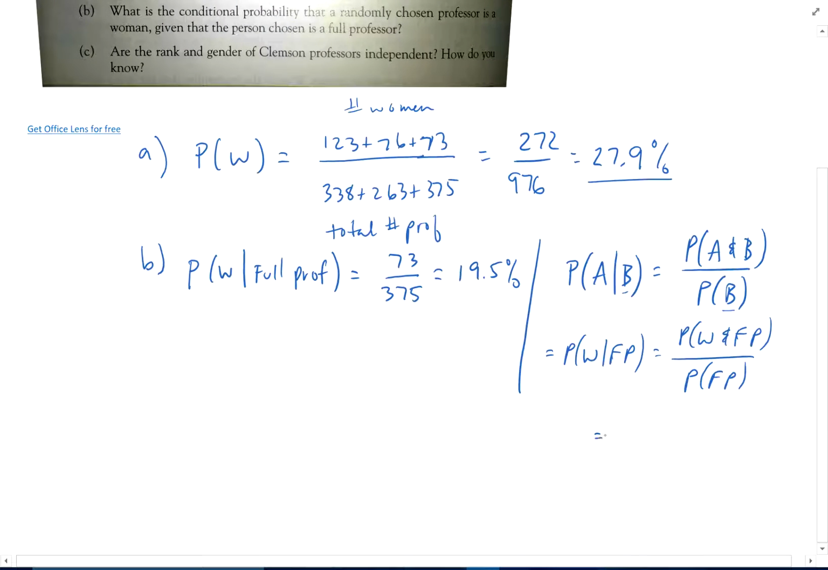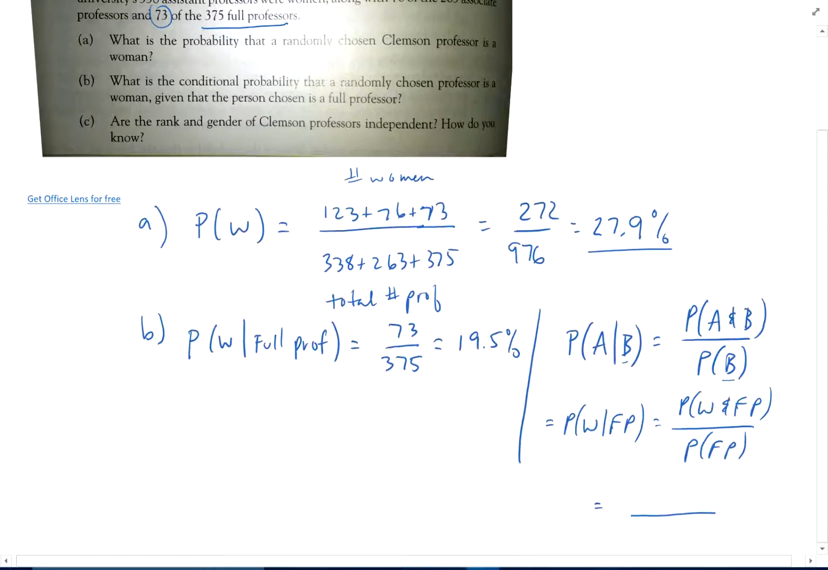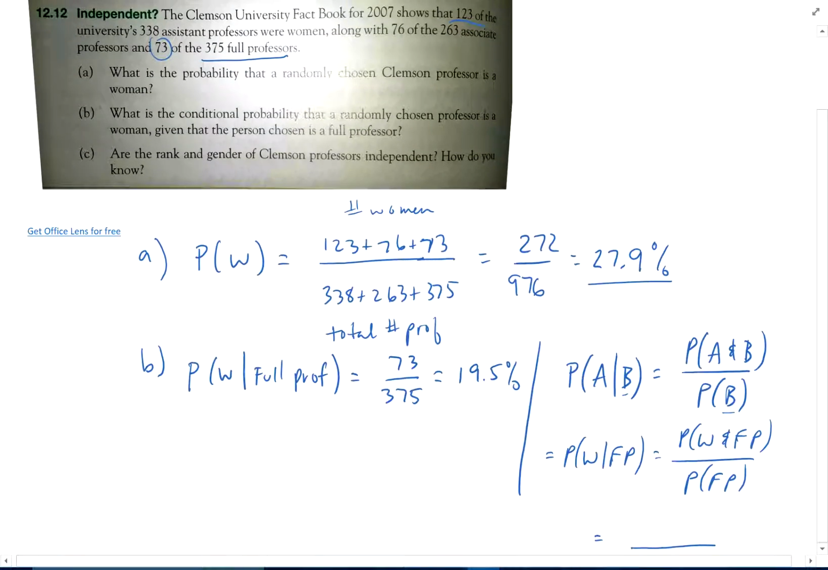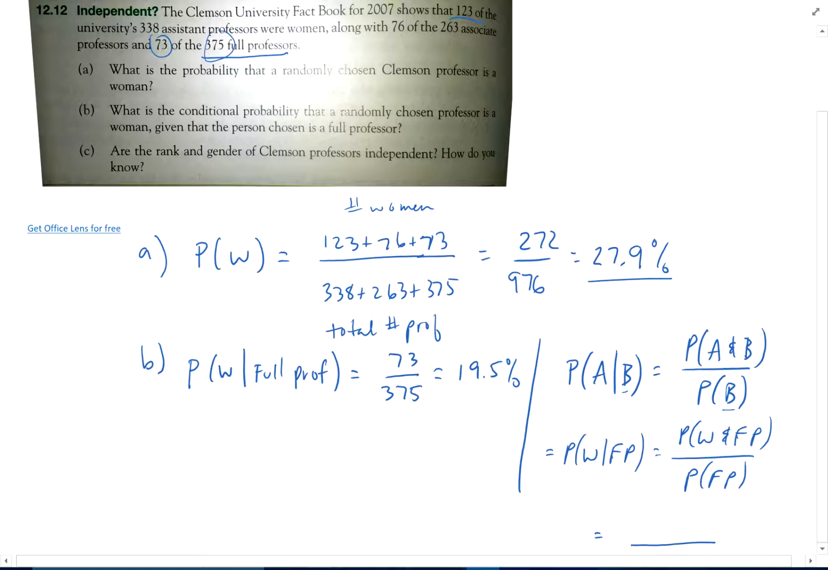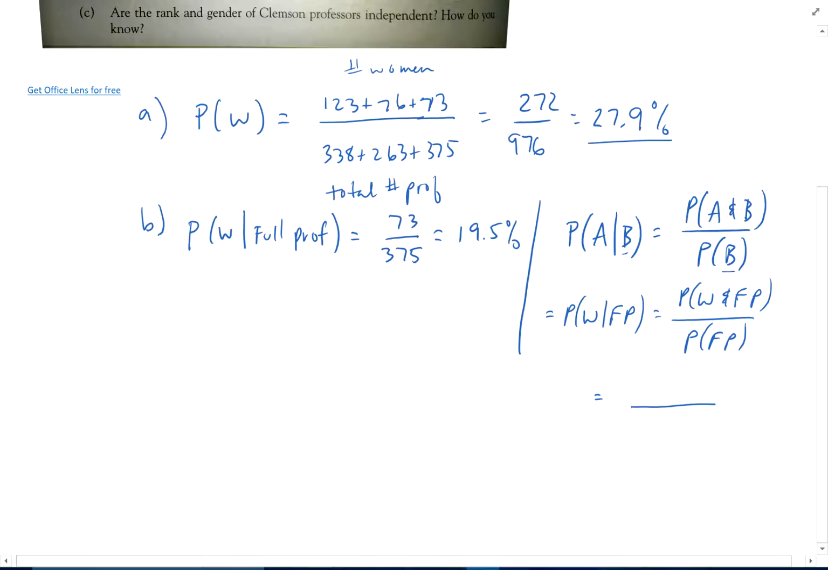So that's going to be, let's see, a woman. So we have to figure out the probability that if I randomly pick someone, they're a woman and a full professor, divided by the probability that I just pick a full professor. Okay, so we have to do a little bit of figuring out here. So if I pick somebody, let's do the denominator. What's the probability to pick somebody and they're a full professor? Well, that's 375 full professors, right? Out of 976 total. So 375 out of 976.